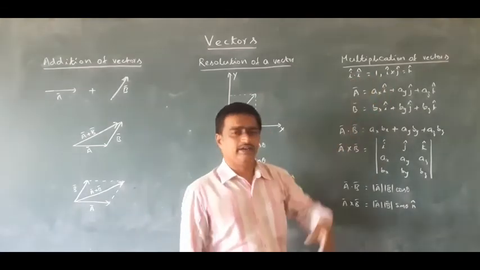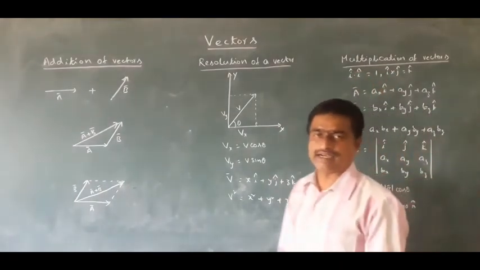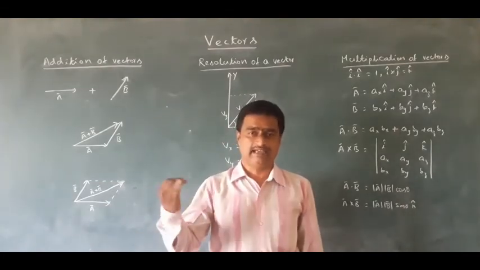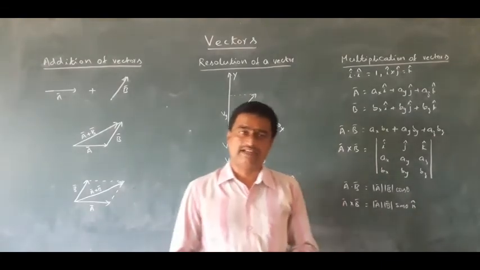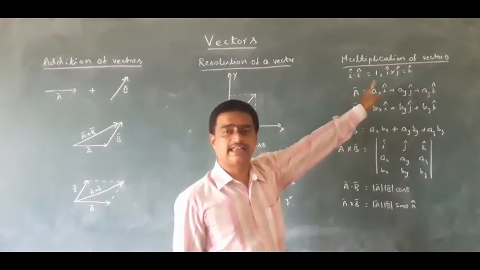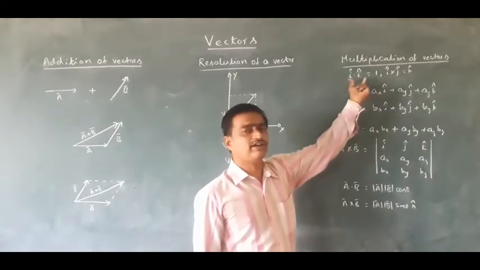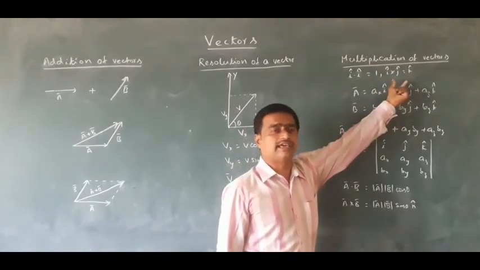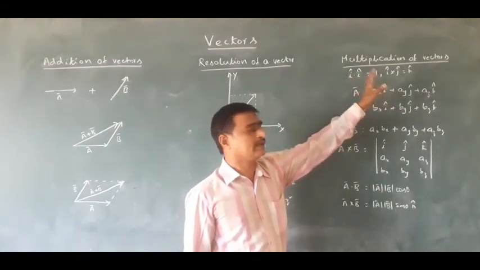Apart from that, there are two types of vector multiplication. If we multiply two vectors, we get either a vector or a scalar. If we get a vector, it is called vector multiplication, cross product or vector product. If we get a scalar, it is the scalar product or dot product. As a simple case, i dot i is equal to 1, i cross j is equal to k. The remaining i dot j becomes 0, and i cross i becomes 0, like that.